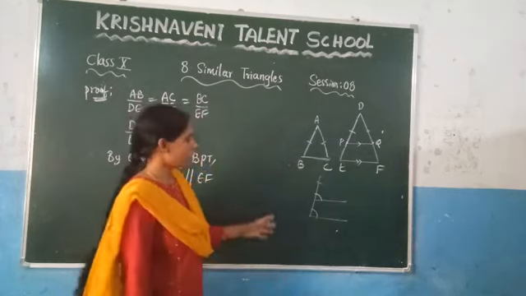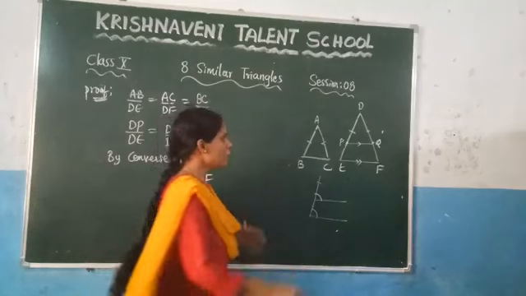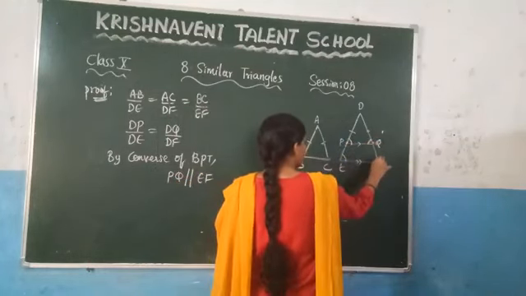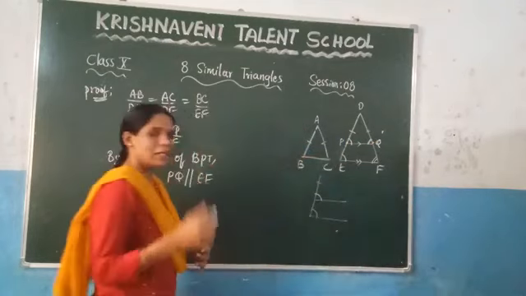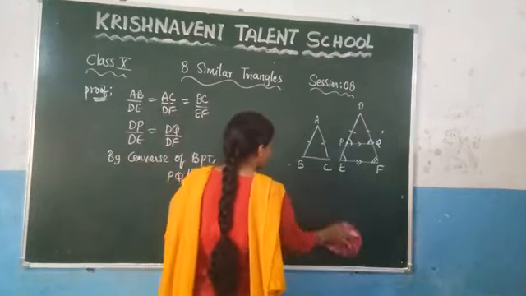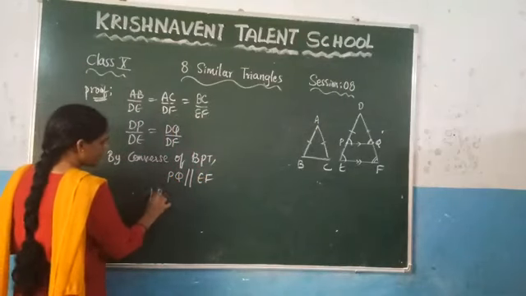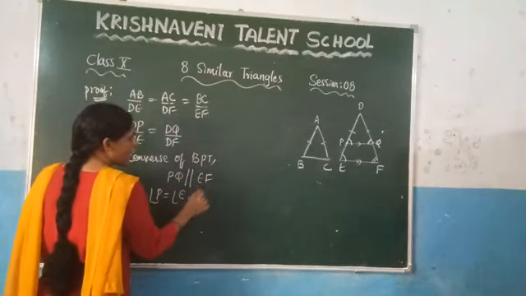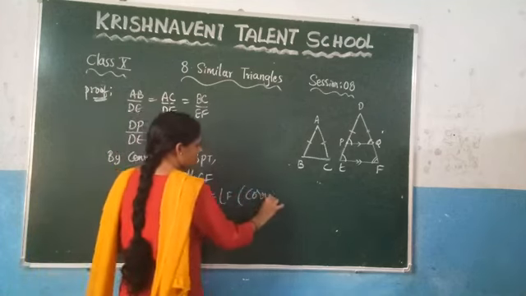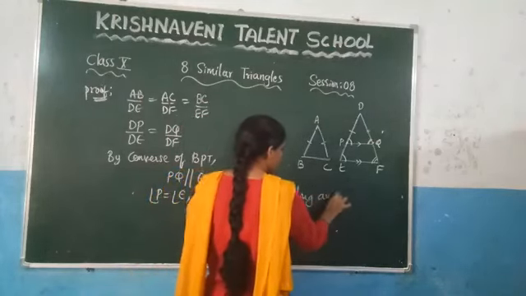And you know that by the corresponding angles axiom, the corresponding angles are equal. So here from this you will get angle P is equal to angle E, angle Q is equal to angle F. Why? Because they are the corresponding angles and we know that corresponding angles are equal. So write it here, therefore angle P is equal to angle E and angle Q is equal to angle F. Why? Because here the corresponding angles are equal.